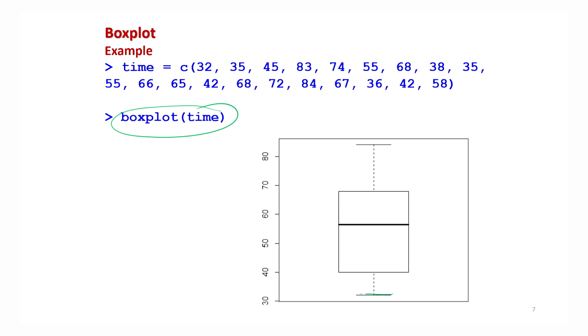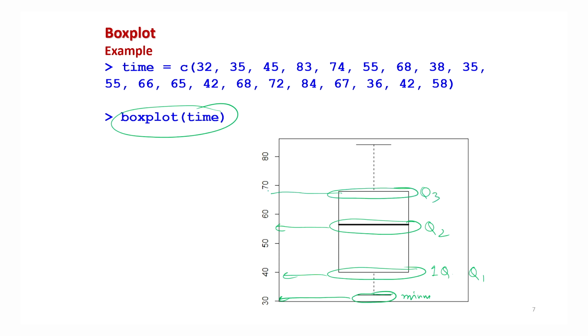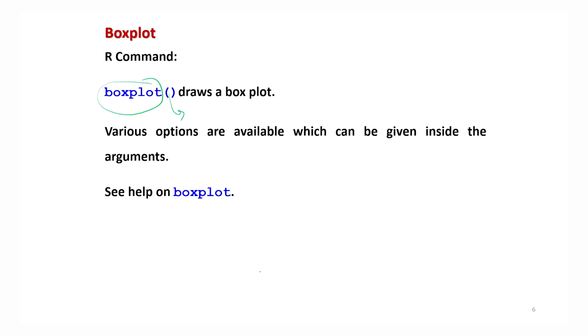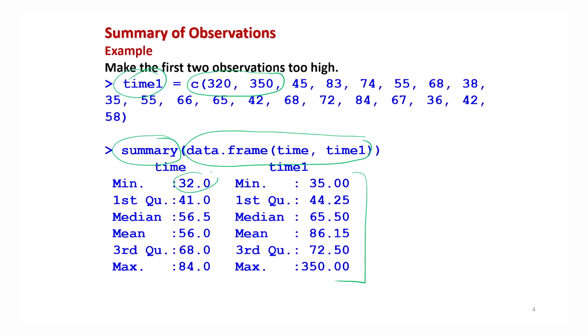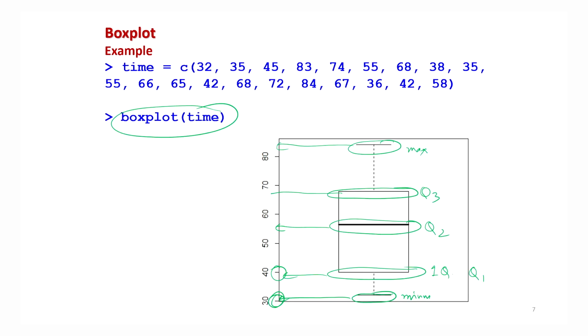This is now the minimum value, and this is the first quartile, or say Q1. This is the median, second quartile, which is somewhere close to 55. Then we have this Q3, and then this is the maximum value. If you look at the values, minimum is close to 30 and the first quartile is close to 40, which you can compare from the summary. The minimum value is 32 and the first quartile is 41. Median is 56.5 and mean is 56, and third quartile is 68.